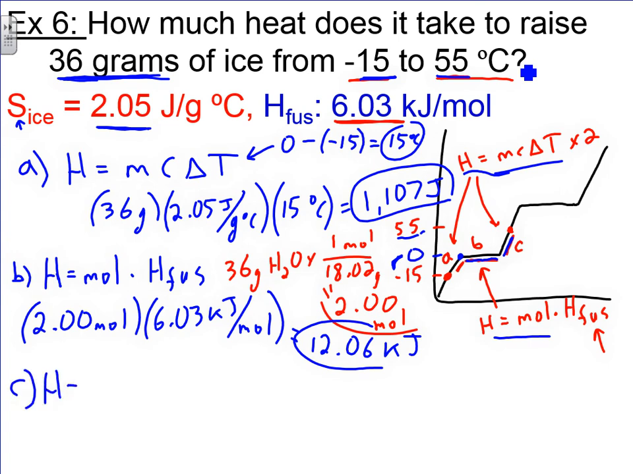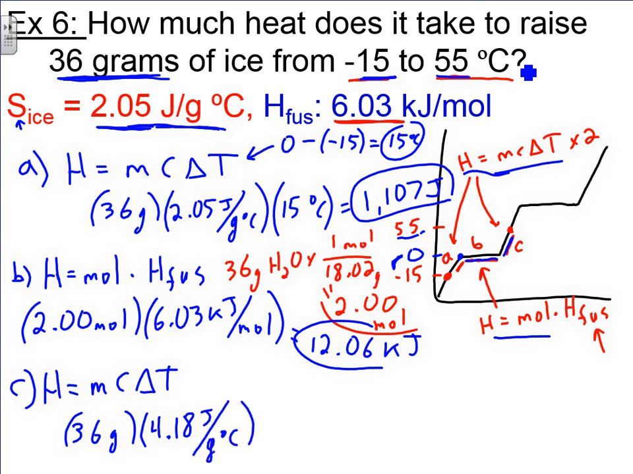In this case, the mass is still 36 grams. The C now is different. Every state of water has a different specific heat. So this was for the ice. Now for water, remember, that's the 4.18 joules per gram degree Celsius. I would recommend memorizing this number. It's an important number. And then our temperature change.